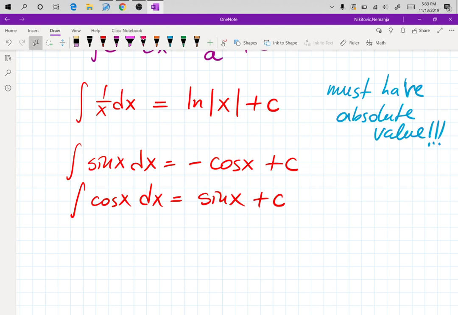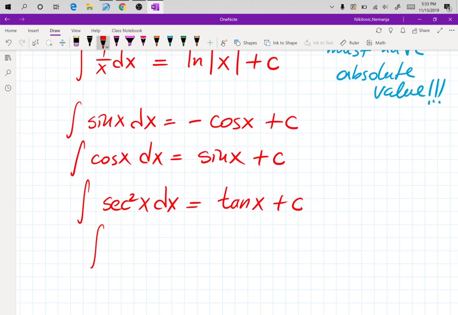Is integral of tangent basic? No, it's not. Because you don't have a derivative whose answer is tangent. So the basic integral is secant squared x dx, whose answer is tangent x plus c. That's the basic integral. And cosecant squared x dx, that will give you negative cotangent x plus c.